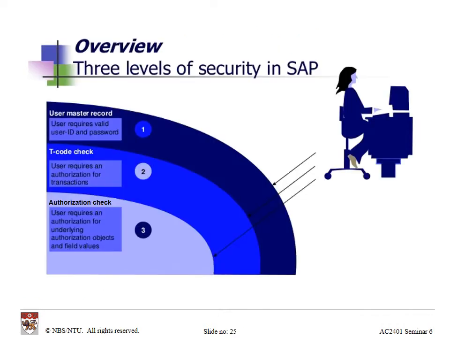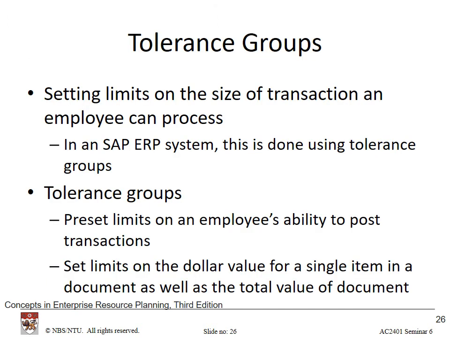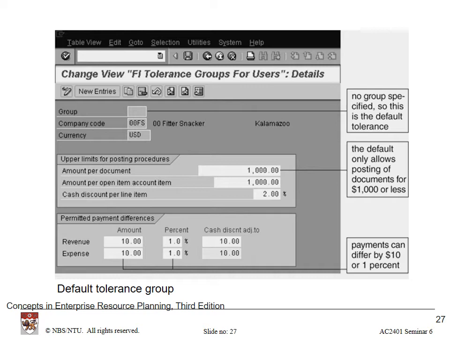SAP has three levels of security comprising the user master record, transaction code, and authorization checks. SAP allows the setting of limits on transactions by way of size and the responsibility and role of the individual by way of tolerance groups and thresholds. This is how SAP defines tolerance groups.